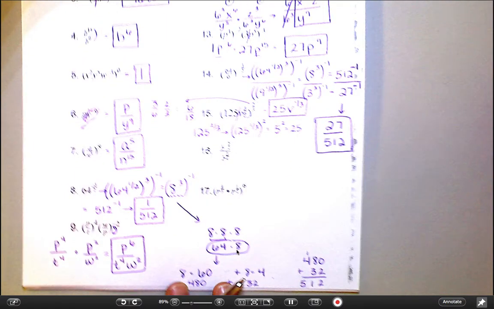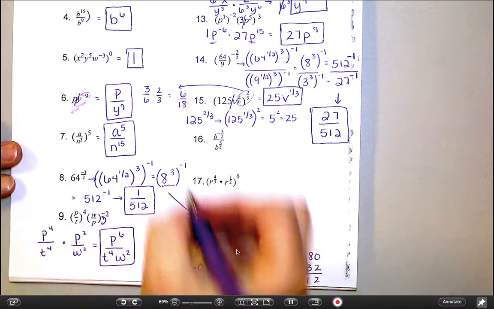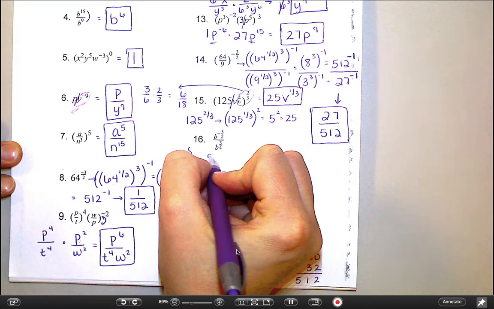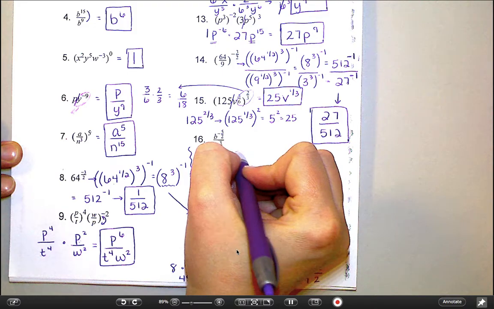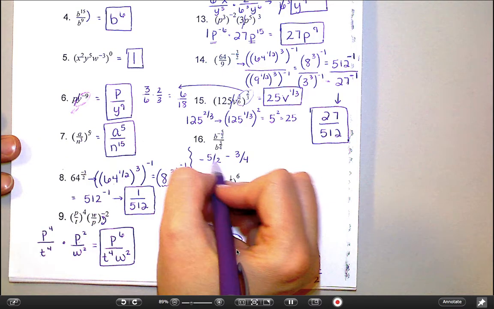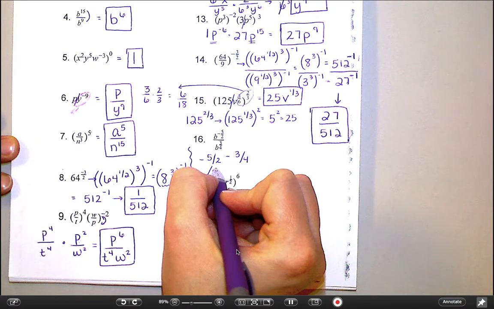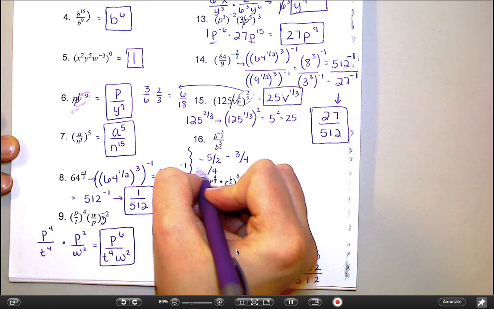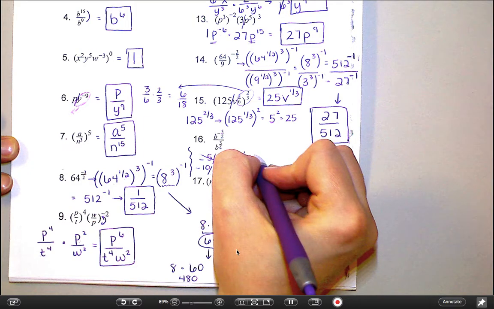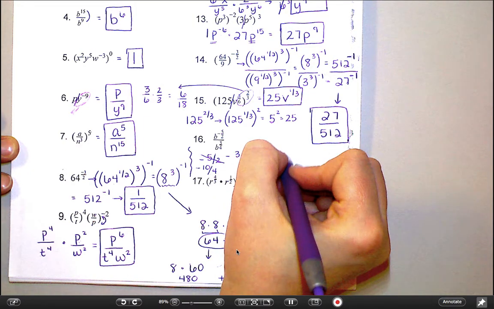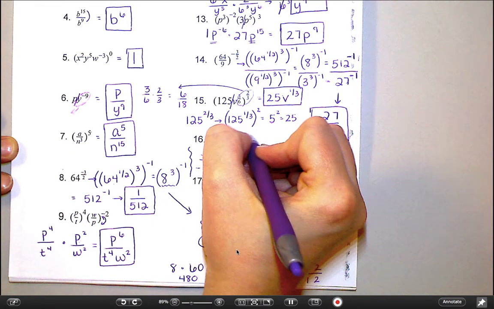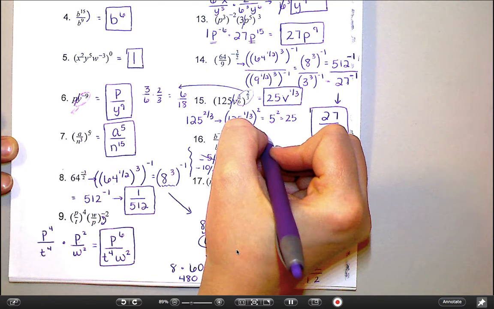16, basic division problem. Division means I'm subtracting. So what I'm really trying to do here is negative 5 over 2 minus 3 over 4, okay? Well, I'm going to need a common denominator here. So I'm going to rewrite this one as something out of 4, and I doubled that, so this is going to be negative 10 over 4 minus 3 fourths, which gives me negative 13 over 4. So really, I could say my answer is b to the power of negative 13 over 4.